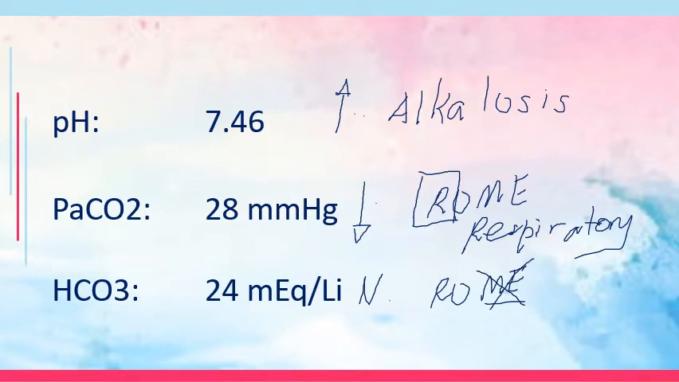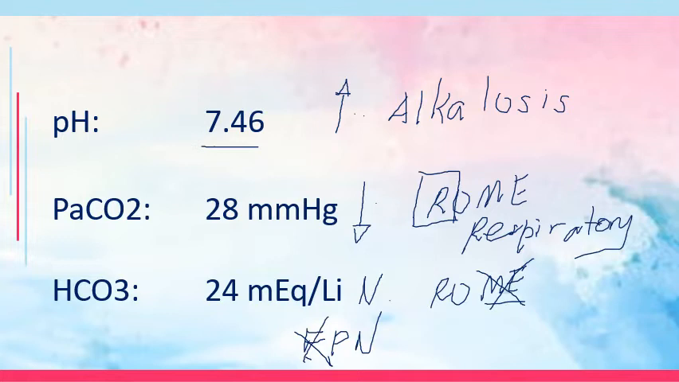Now, let's determine the levels of compensation for the fourth step. The levels of compensation should be F, P, N. Let's start first with F, fully. We will only say that it is full compensation if pH is normal. Is pH here normal? It's not, so it will not be full compensation.